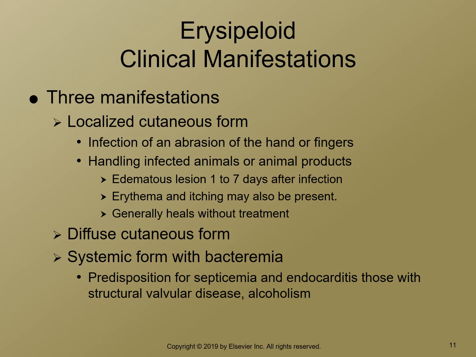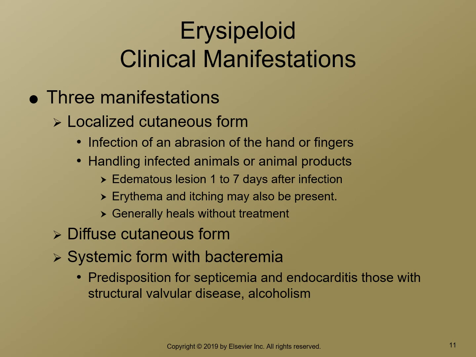The 3 clinical manifestations may occur in humans, the first being the localized cutaneous form, also known as erysipeloid of Rosenbach, in which the site of infection is usually an abrasion or a wound of the hands or fingers. This infection is mild, localized, and self-limiting. There's also an edematous lesion that forms after 1 to 7 days, and then erythema and itching may also be present. This lesion usually heals without treatment within 1 month.